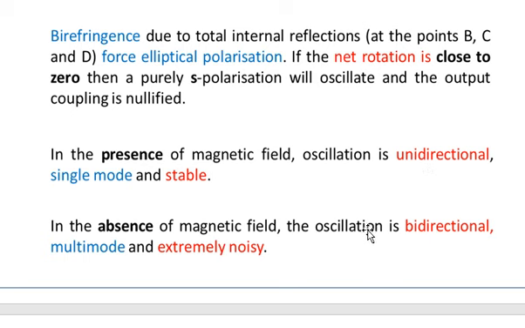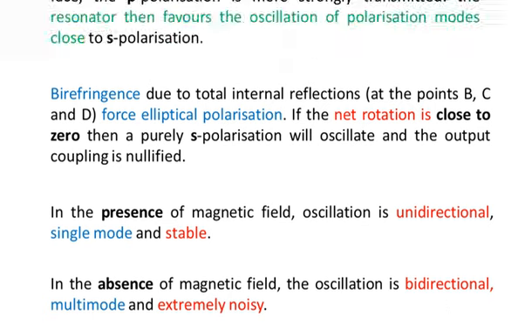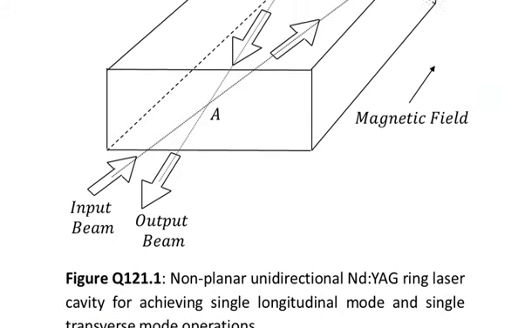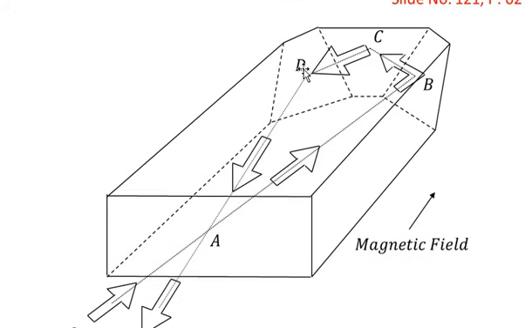In the absence of a magnetic field, the oscillation is bidirectional. So if there is no magnetic field, the oscillation could be bidirectional, multi-mode, and extremely noisy. So you see that this output beam, which is coming from D to A, is also reflected backward. And then multiple oscillations could take place. And then of course multi-mode operations will be possible within the cavity if the magnetic field is not present.